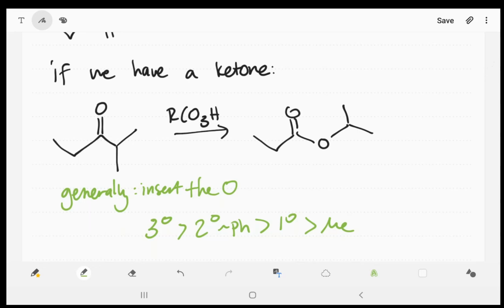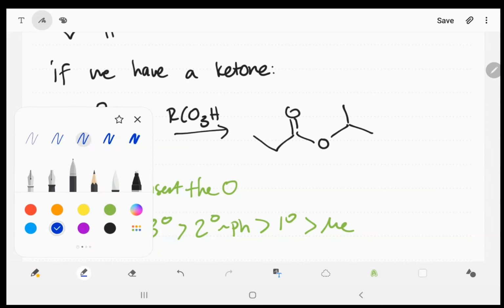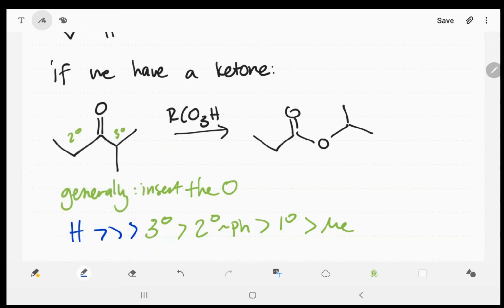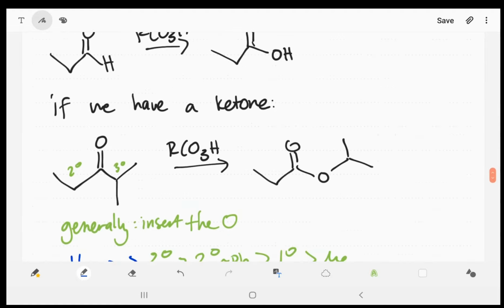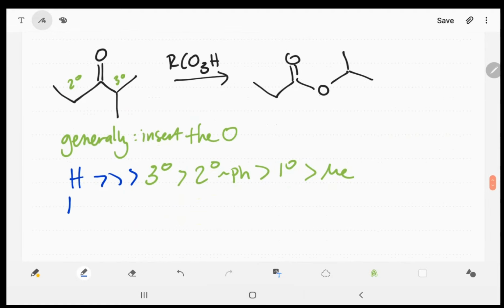follow this order. So here we had a secondary and a tertiary carbon, so we're going to insert it next to the tertiary one. Because you have to decide which side the oxygen is going to go on, and typically the oxygen is going to go to the more substituted side. So phenyl and secondary are about the same, and then these other ones go less and less. Of course, if you have a hydrogen, yeah, you're going to insert the O next to the hydrogen and make a carboxylic acid. But that would be an aldehyde, right? All these would be ketones.